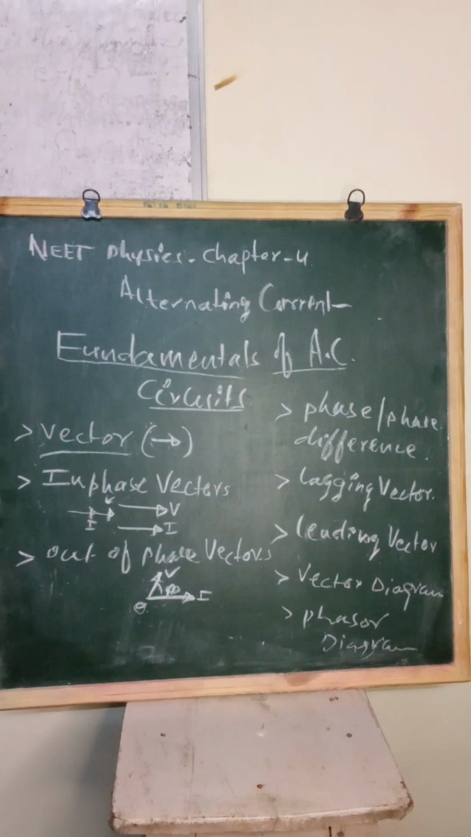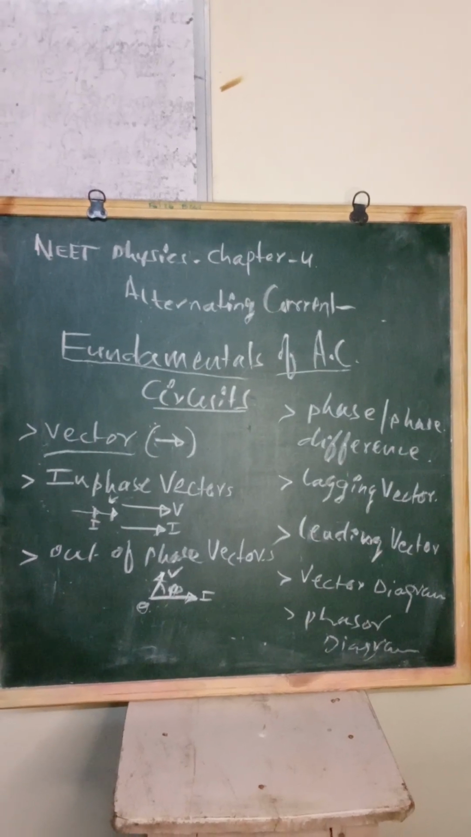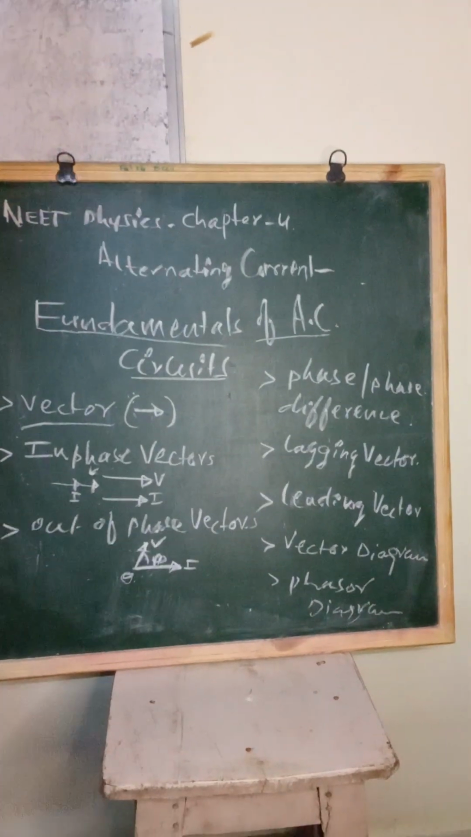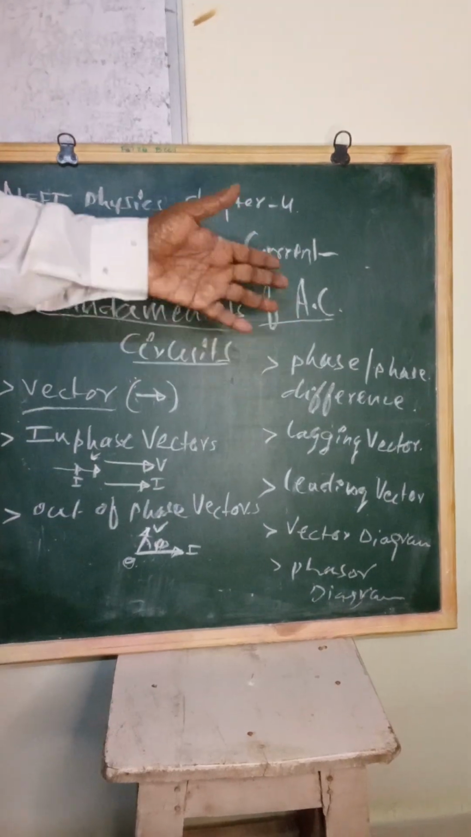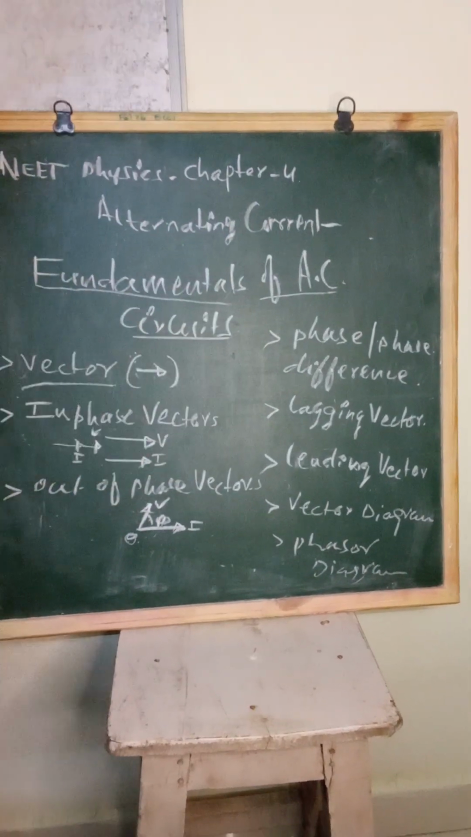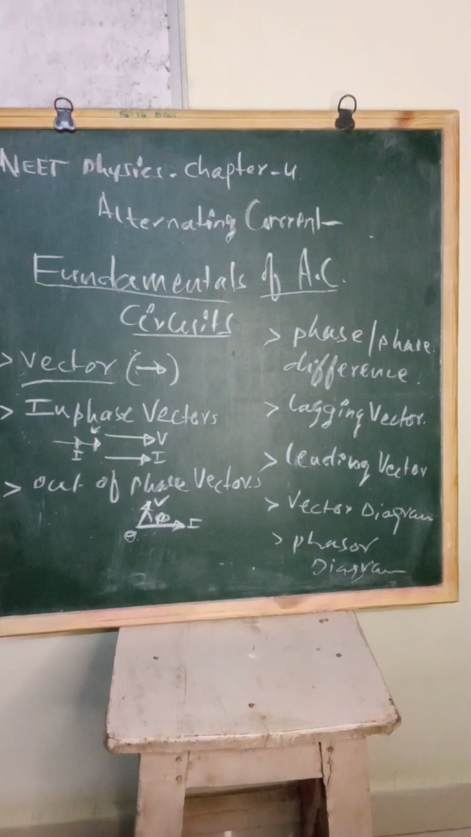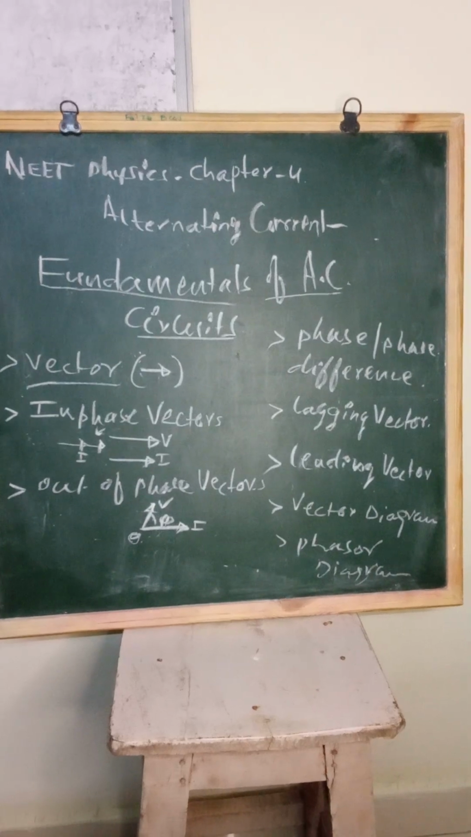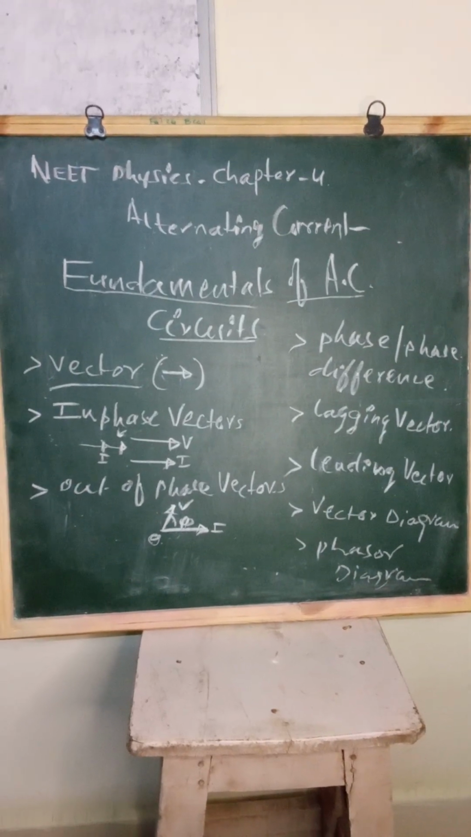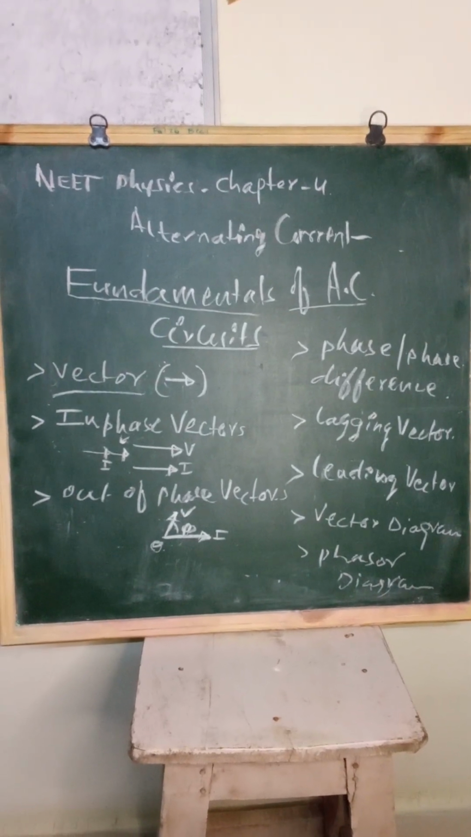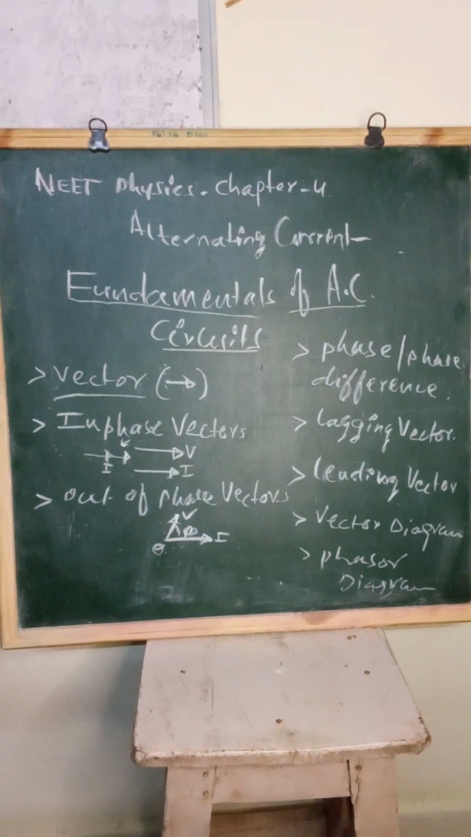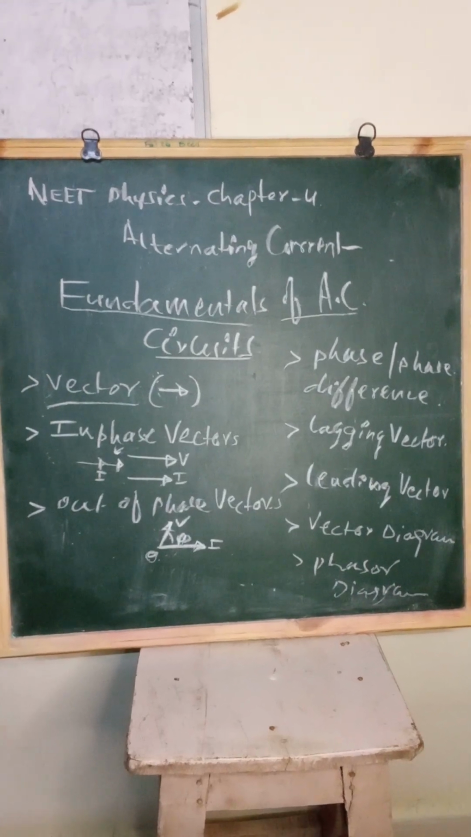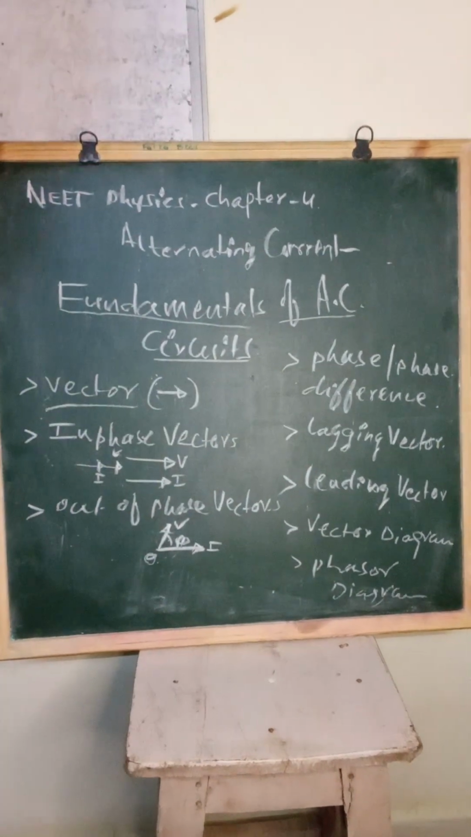Then what about the phase or phase difference? The relative position between the two vectors, either in terms of degrees or radians, is called phase, phase difference or phase angle, which will always be represented in tangent of the angle. In the next class, I will explain this in detail.